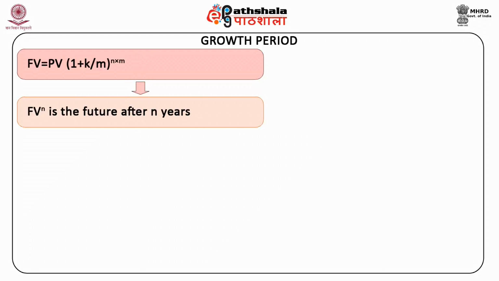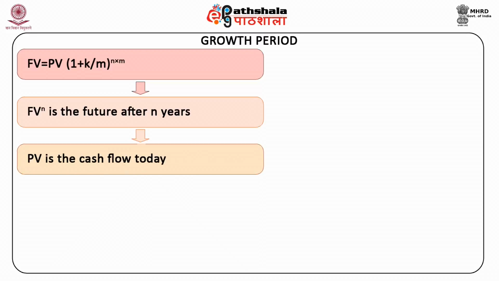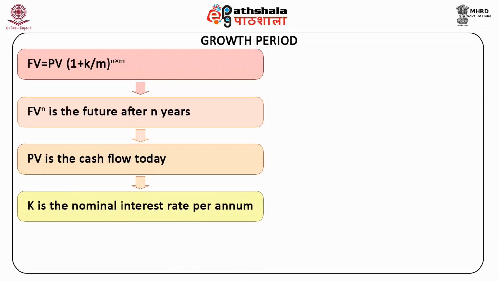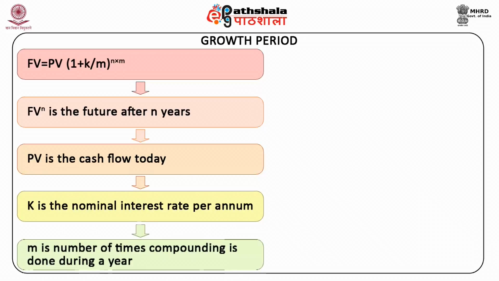FVN is the future value after N years. PV is the cash flow today. K is the nominal interest rate per annum. M is the number of times compounding is done during a year. N is the number of years for which compounding is done.